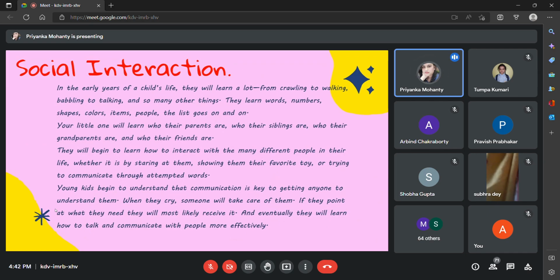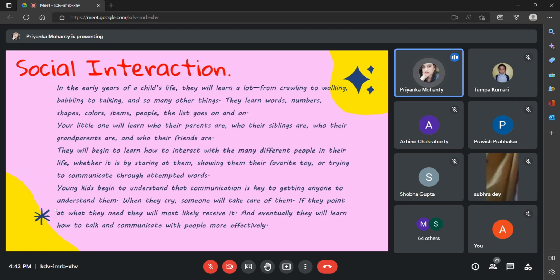Your little one will learn who their parents are, who their siblings are, who their grandparents are, and who their friends are. They will begin to learn how to interact with many different people in their life, whether it is by staring at them, showing them their favorite toys, or trying to communicate through a few words. Your kid begins to understand that communication is key to getting anyone to understand them.